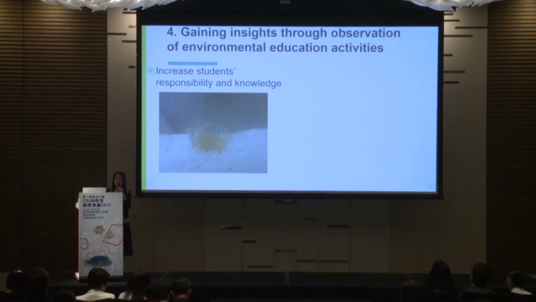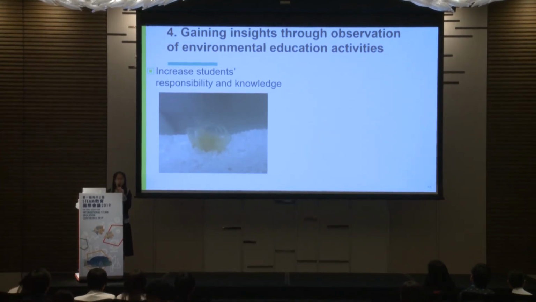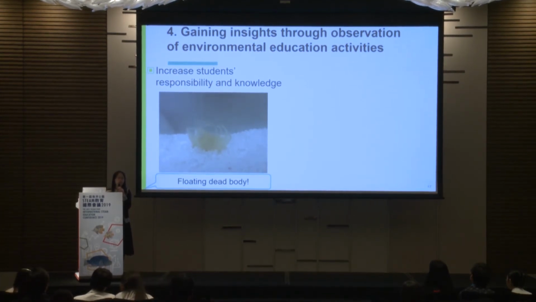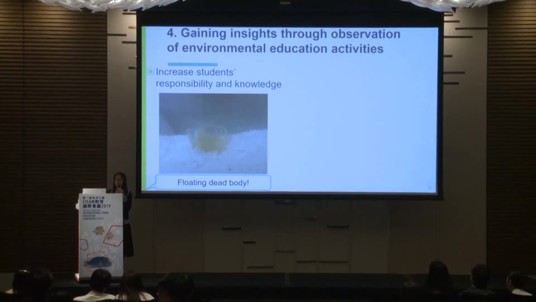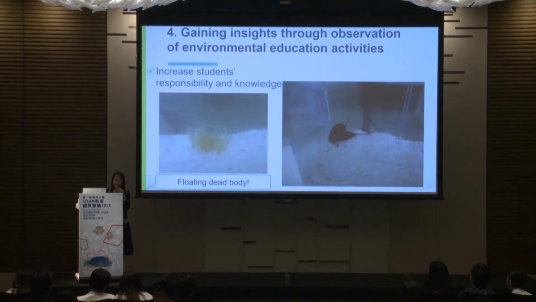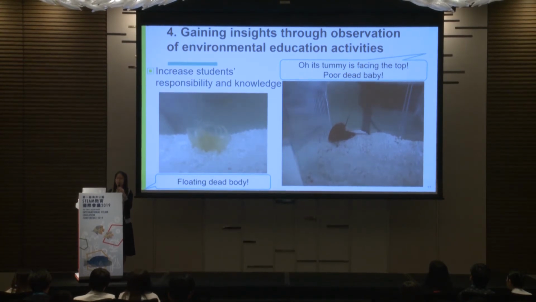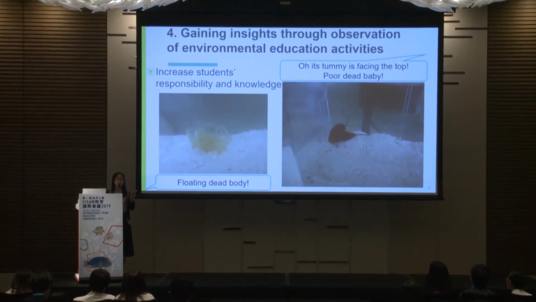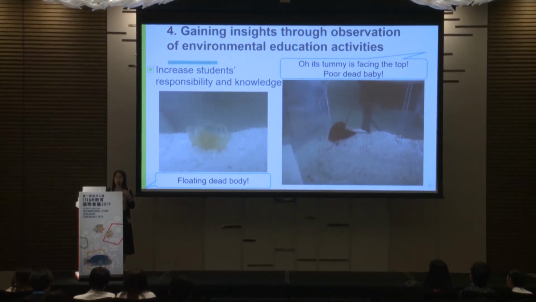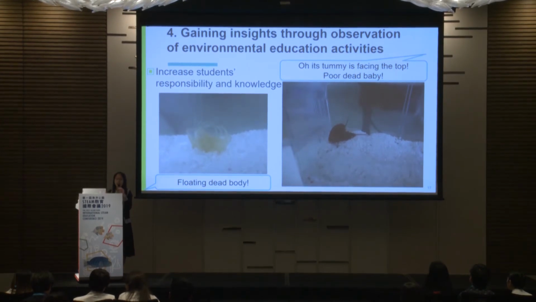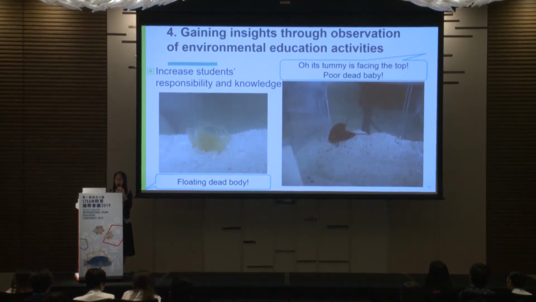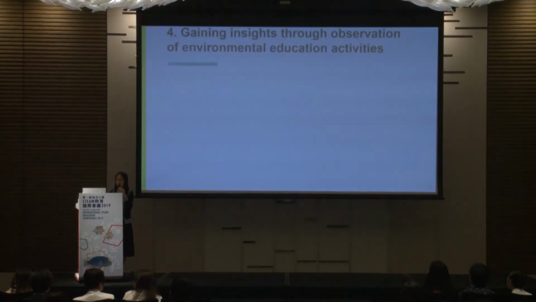For example, this is the molt of the horseshoe crab, but the students will think that it is a floating dead body, but actually it wasn't. And another misconception was that they think that when the tummy was facing the top, it was dead. But actually it wasn't as well. Through interactions that allow engagement of the students, you may discover some misconceptions, and there are more chances to clarify the misconceptions.